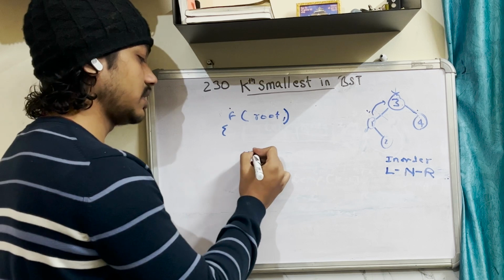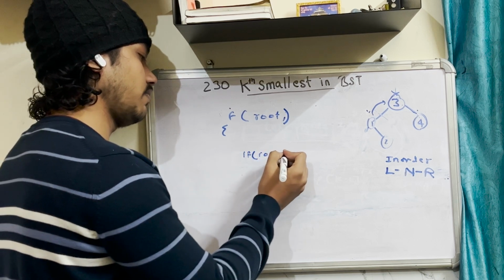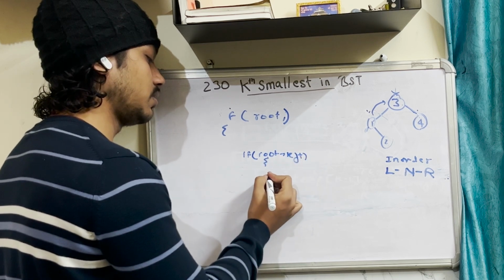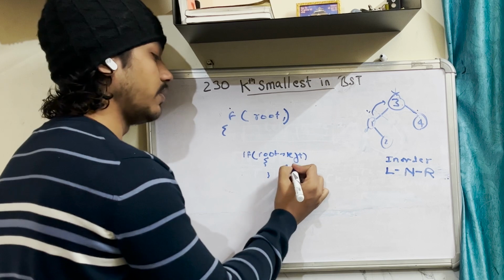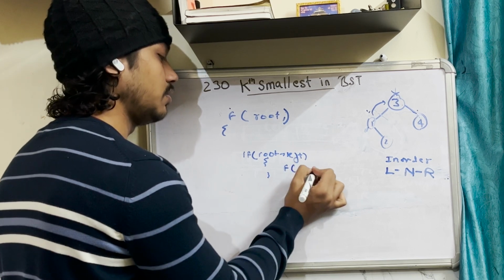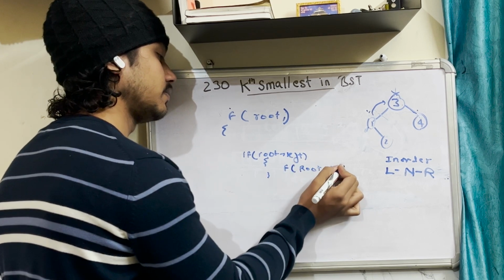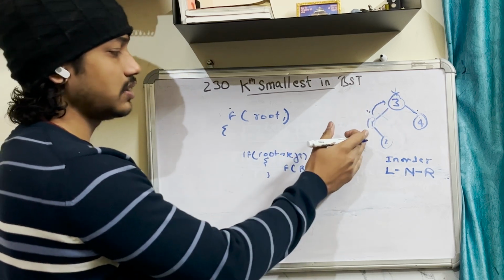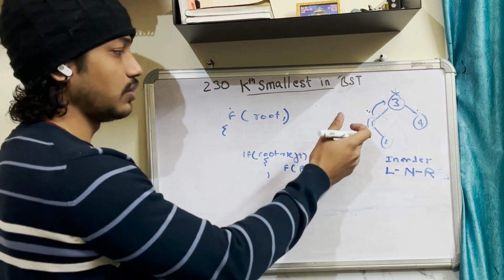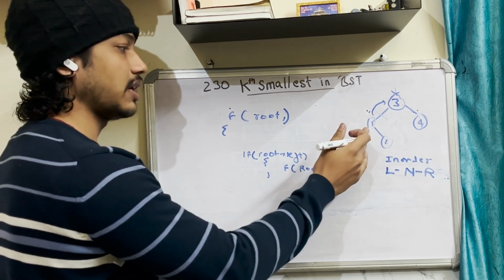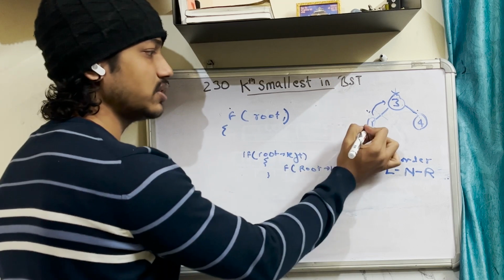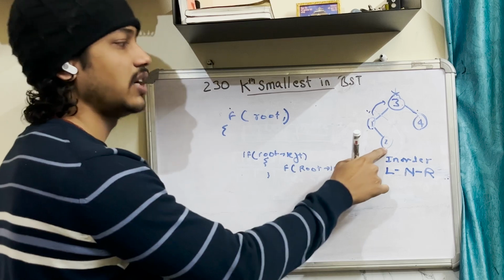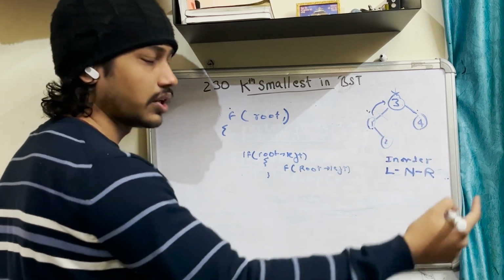So if left exists, if you have a left, basically you want to go to the left: f(root->left). So you came here, and for this, if you again want to go left, left doesn't exist, so you came back here. As soon as you came back at the first node, you want to know whether this is the first node you are visiting, or the second, the third, and so on.